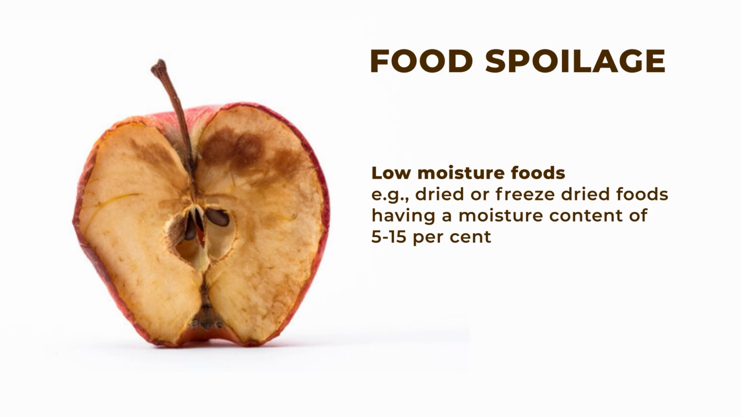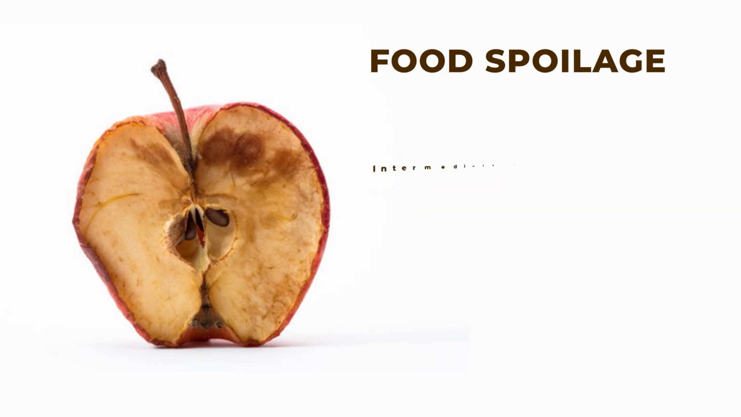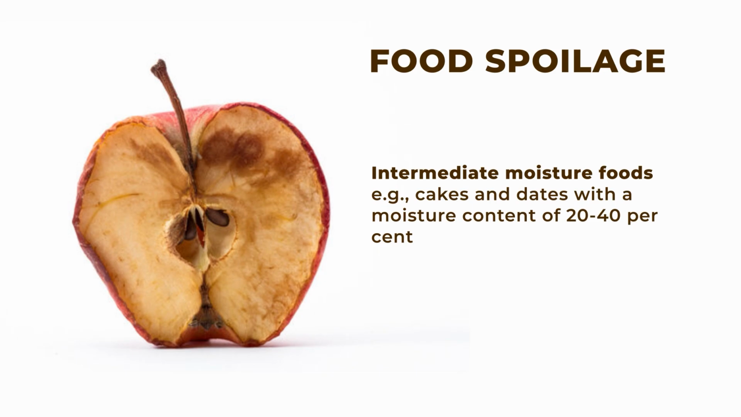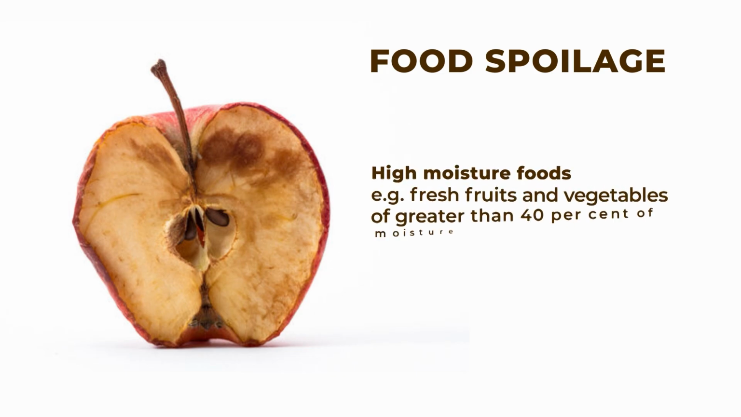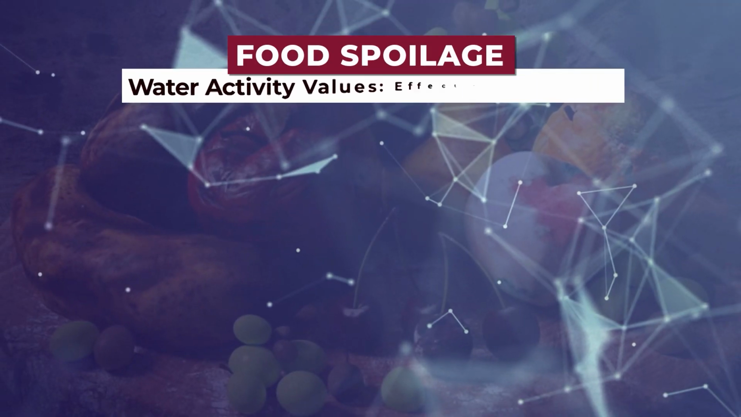Now, we will classify on the basis of moisture and water activity. The low moisture foods, in the range of 5 to 15%, dried and freeze dried, have a longer shelf life. Intermediate moisture foods, with 20 to 40%, like cakes and dates, have some shelf life, better than the low moisture. And high moisture foods have moisture of more than 40%, like fresh fruits and vegetables, and they are easily spoilable. Now you can see the link between water activity and shelf life.